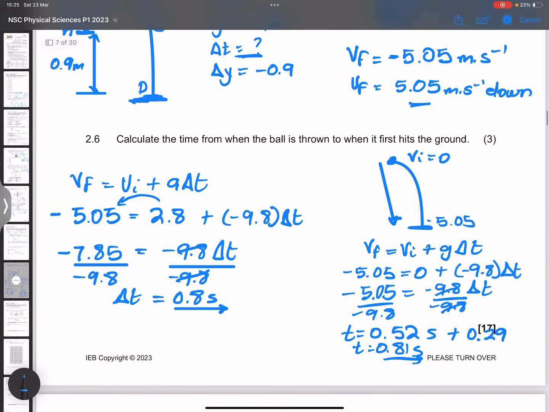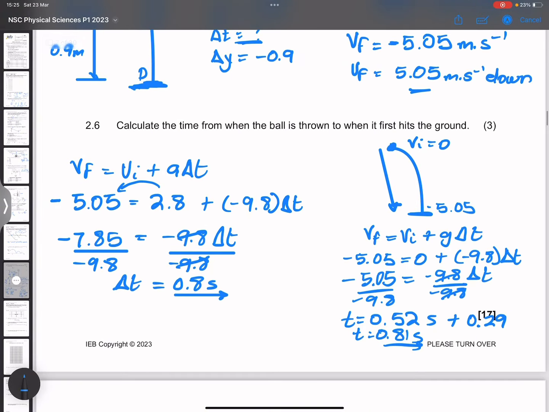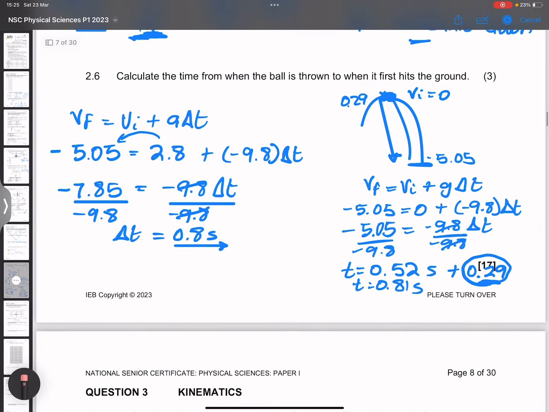Okay, so that is how the cookie crumbles. I hope that is understood. Remember, this is the time it took from when it left up until it gets to that maximum height. So it's the 0.29 and then we added it to the time till it gets to the ground, which is the 0.52, and that's how we got the 0.8 seconds. All right, ladies and gents, I hope that that makes sense. All right, we will move on to question 3.